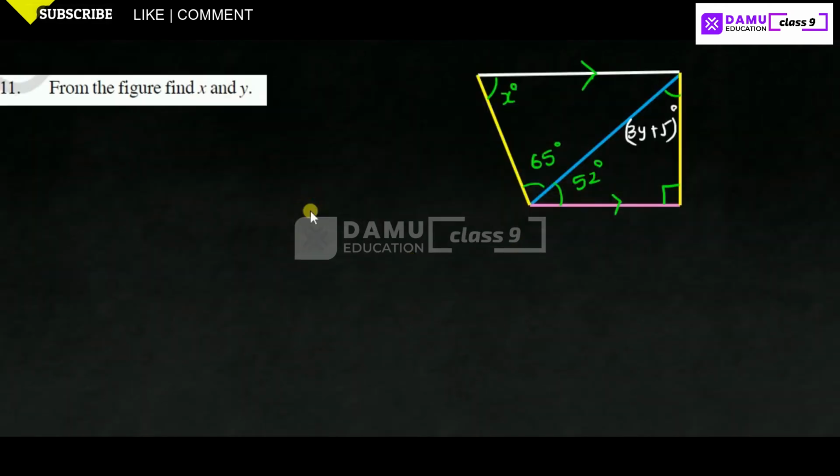So in this question we want to discuss our 11th question: from the figure find x and y. Here you can take it like this. Draw this one A, B, C and D. So here DC is parallel to AB and DA is transversal. So you can mark this as the transversal. Write transversal.